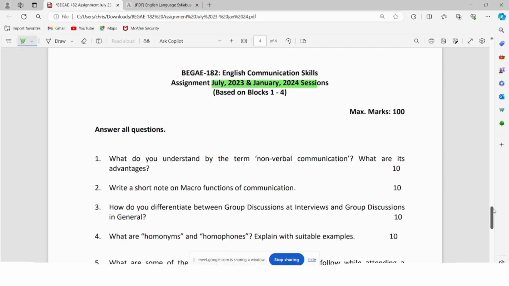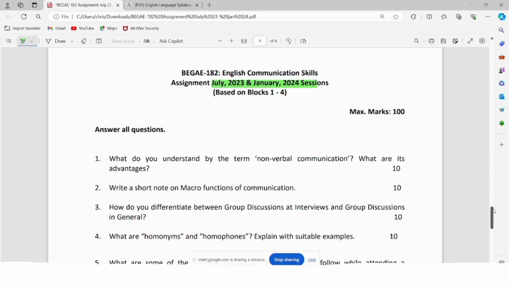Now, moving on to the next question. Write a short note on macro functions of communication. This is also a very straight question from block 1. If you are wondering from which unit, this belongs to unit 1, page number 9.